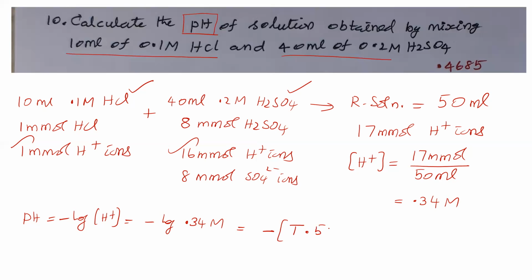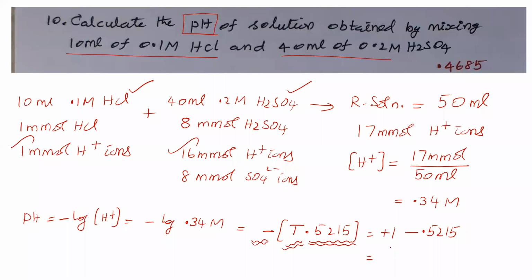What is the log? 0.5215 is there. Now let us take the minus inside. This minus into 1 bar means it is minus 1. Minus 1 into minus is plus 1. Then this 0.5215 is a positive term here. This positive term with the negative sign gives minus 0.5215.